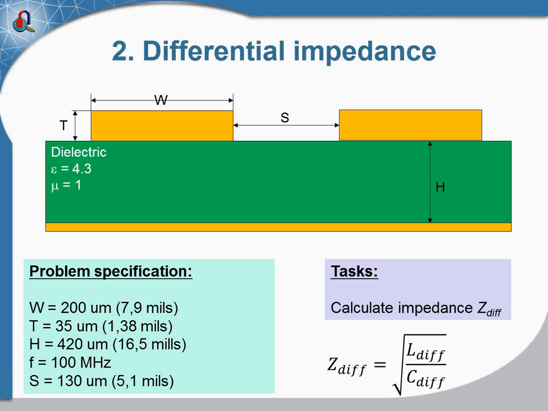To calculate the differential impedance, we need to know the differential inductance and differential capacitance. So again, I will start QuickField and create a new electrostatic problem.